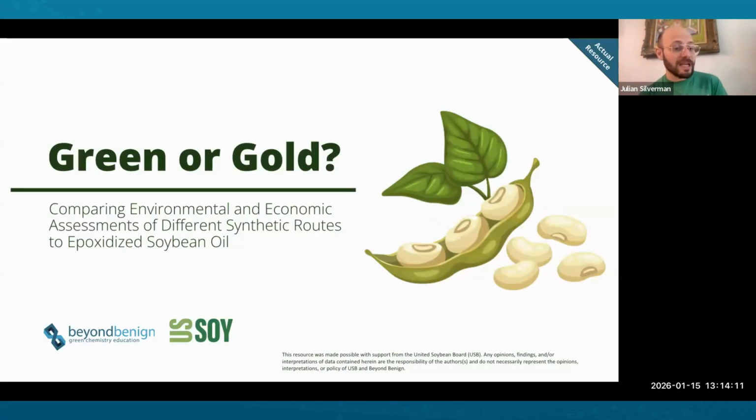Again, I was no soy expert of my own before this project, but I've learned a lot and started to incorporate soybean oil in some of our labs. But let's do it. Let's start to talk about the difference between sustainability as we think about it, and also economic sustainability. So is something green or is it gold, and how can it be both?